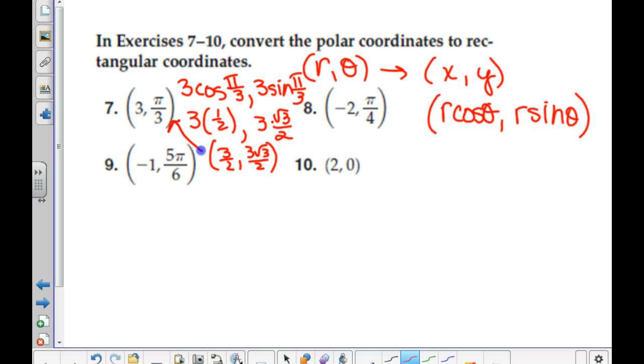So is 2, 0 just 2, 0 now? Yes. If you rotate around 0 radians and go out 2 units, you're right there, which is just 2, 0 in x, y as well.